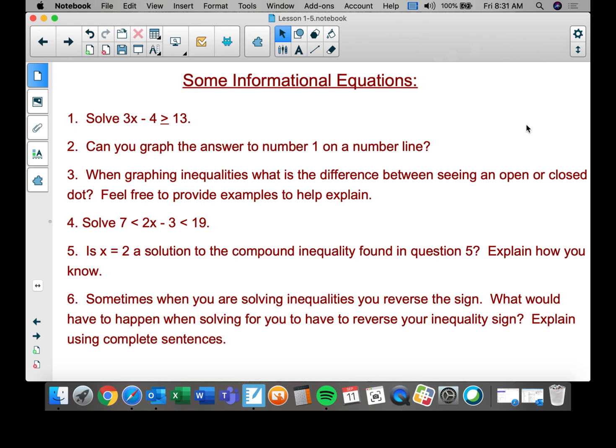Right now, what I want you to do is pause the video and start working your way through these questions. For number 1, see if you can solve that inequality. Then try number 2 and see if you can graph that on a number line, and so on. So pause the video and give it a chance and see how you do. We'll talk again in a second.